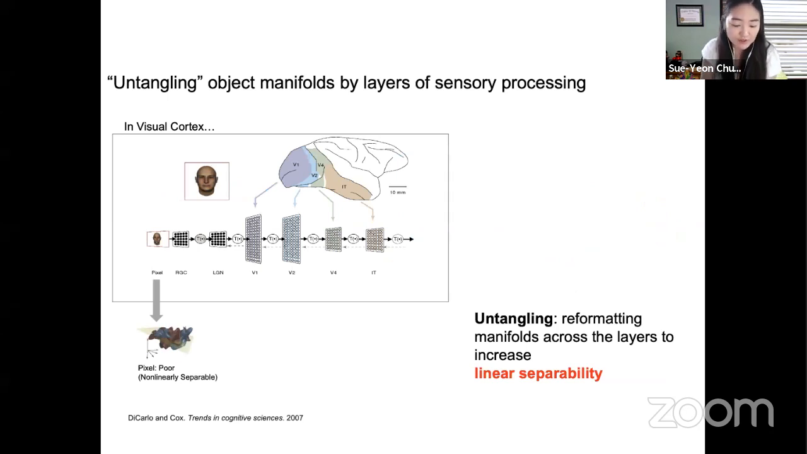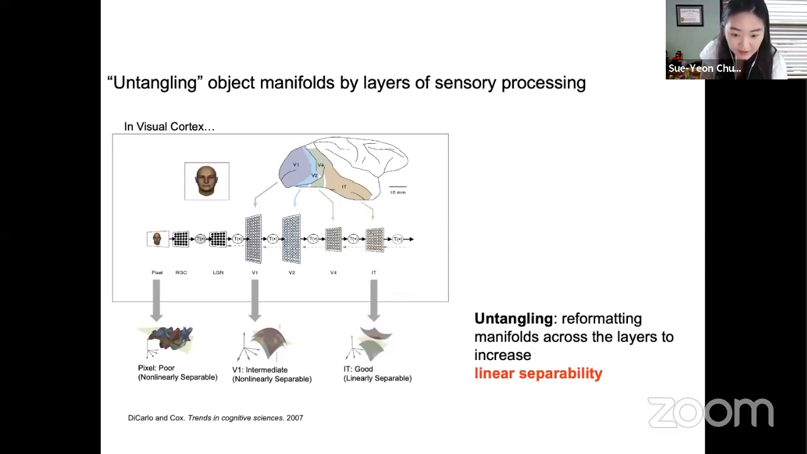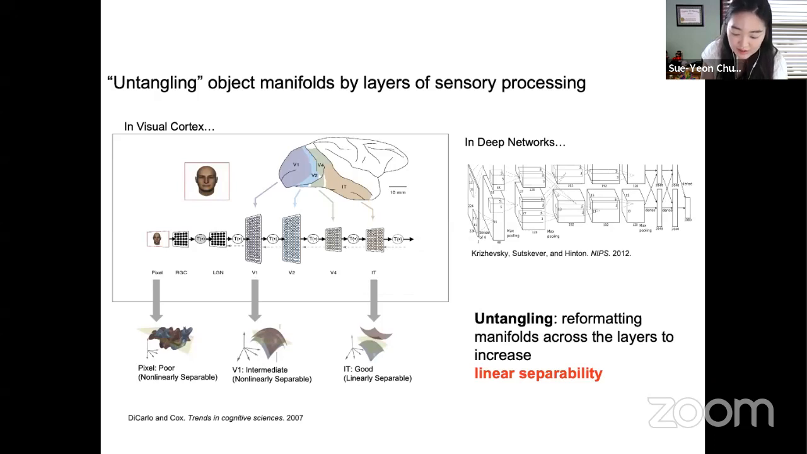Now, in the feed-forward visual hierarchy, it's been suggested that this separation can arise by layers of nonlinear transformations to increase linear separability. This was first suggested in a paper by Jim DiCarlo and David Cox in 2007. And similar ideas have been suggested in deep network theories that object manifolds are untangled to become more linearly separable across the deep hierarchy. So untangling here refers to reformatting object manifolds across the layers to increase linear separability.